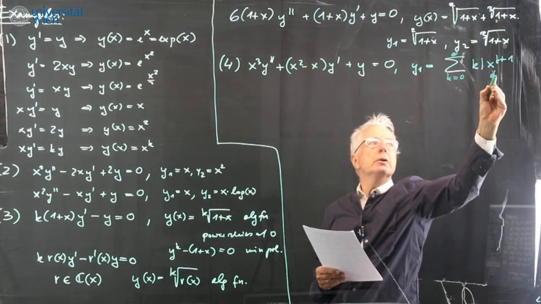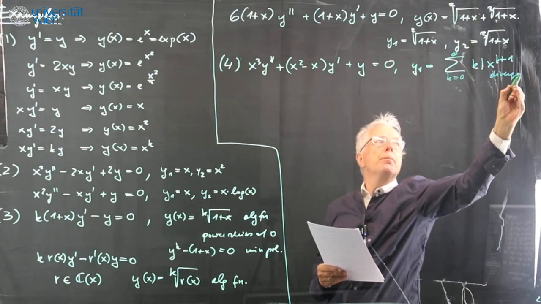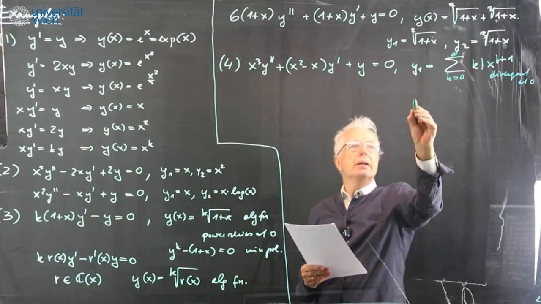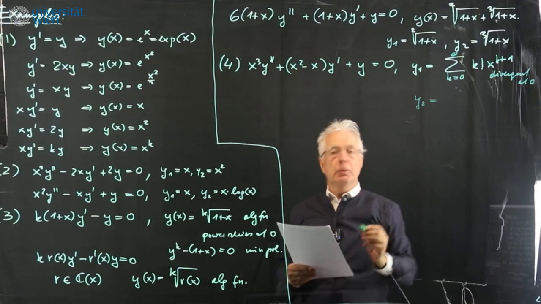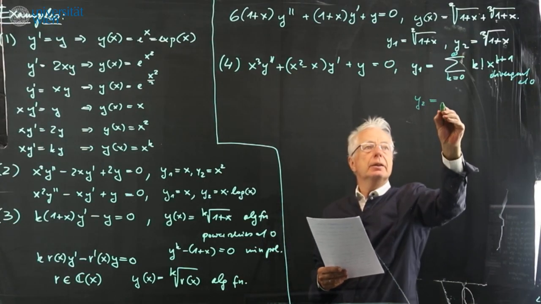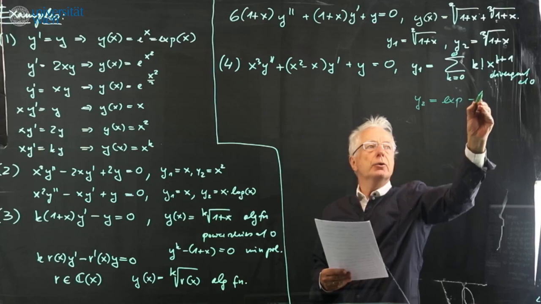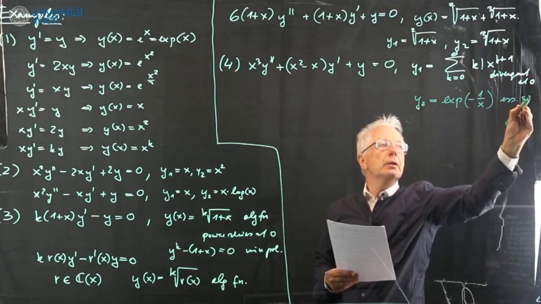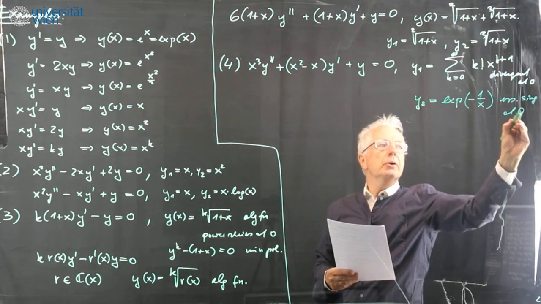So this is divergent at zero, everywhere actually. And y2 is of a completely different flavor. It is the exponential of minus 1 over x. So this has an essential singularity at zero, as mentioned before.